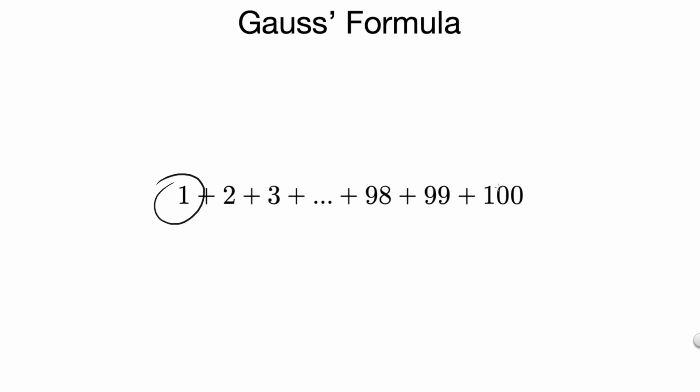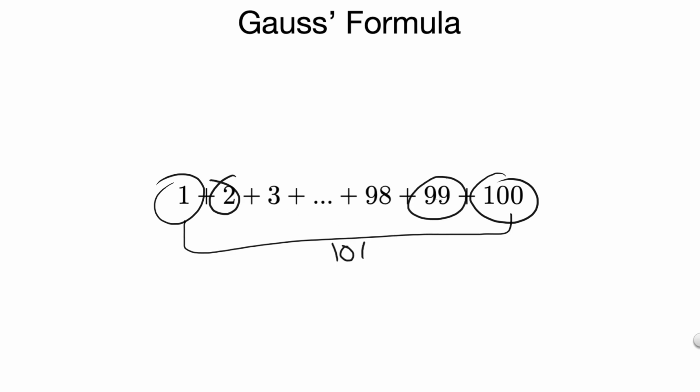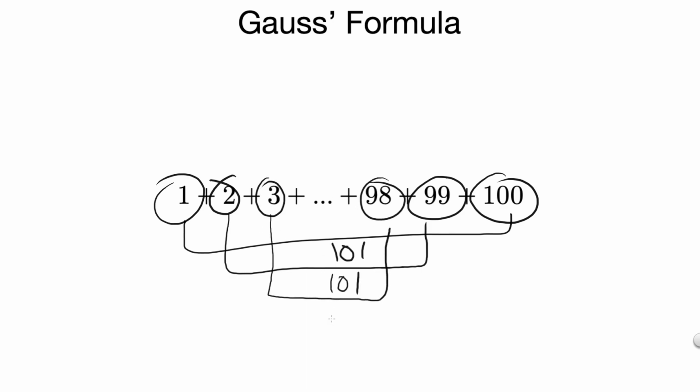What he does is takes the first and last term and adds them together. In this case, it's 101. Then take the second and second to last term, add those together, and yet again 101. The process repeats for each pair of these terms, each of them adding to 101.